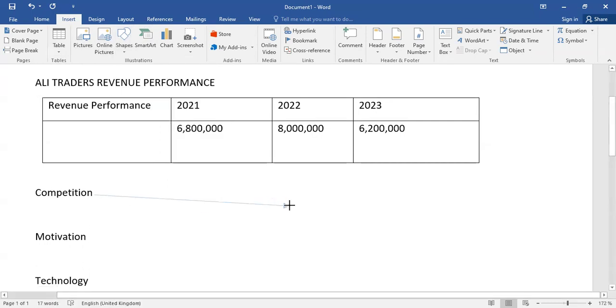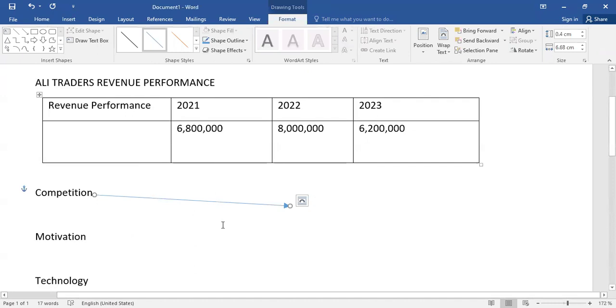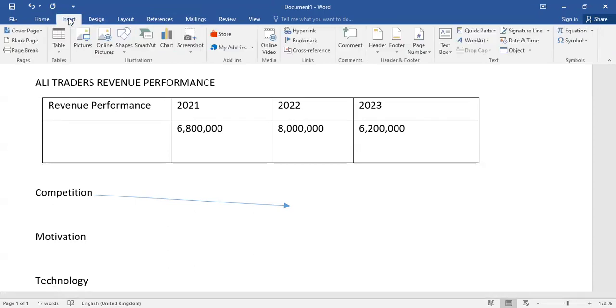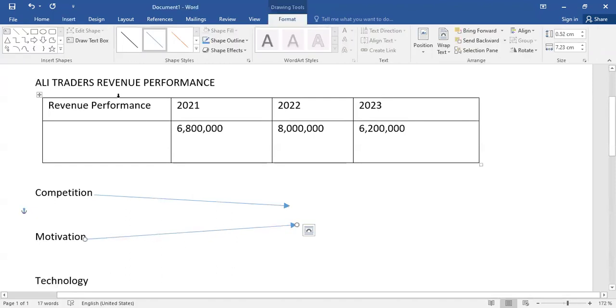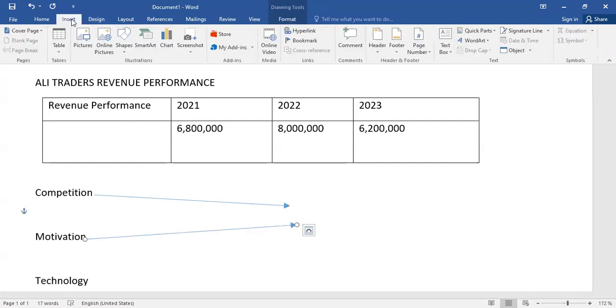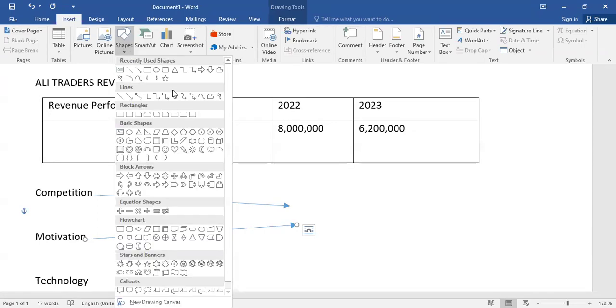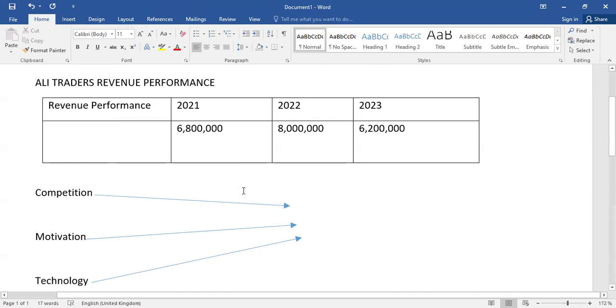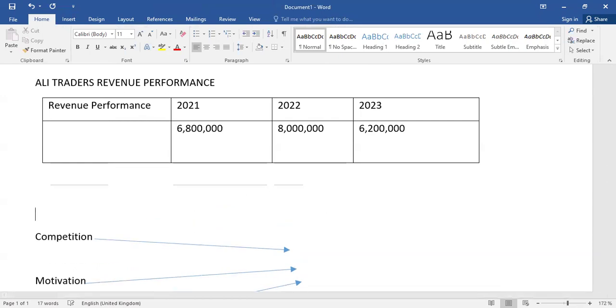We have this competition here. We also have motivation as a factor. There's something I want to show you guys so that you understand this process very well. And we have motivation, and then we have technology. All of these are affecting our revenue performance.